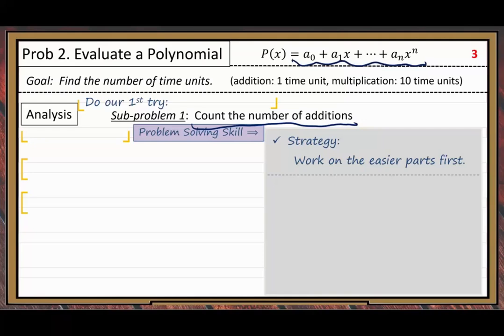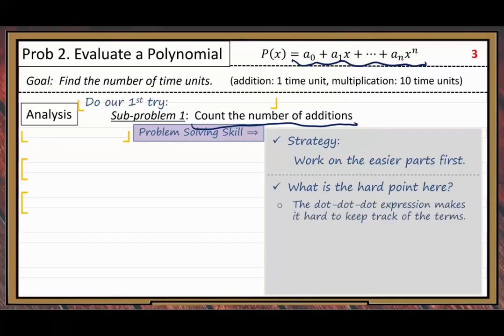All right. So here, there is another strategy: work on the easier parts first. That's the strategy. So what's the easier part? When you look at the expression here, there is some uncertain part. So this part, the ellipsis. This part is uncertain, right?